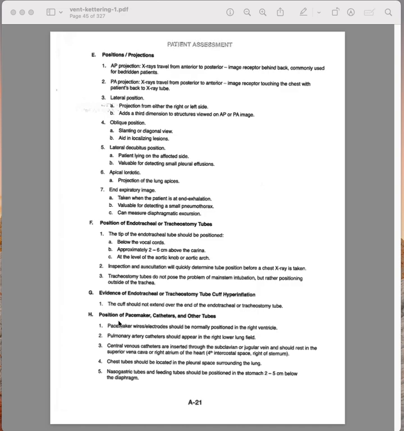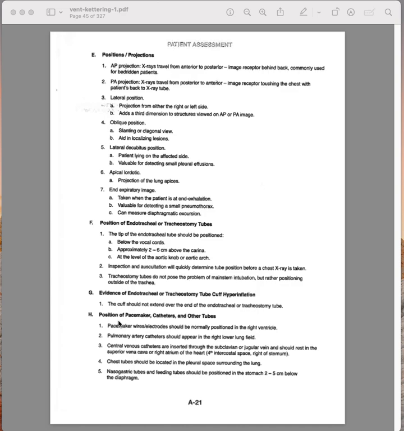E. Position/projection. AP projection: X-ray travels from anterior to posterior. Image receptor behind back, commonly used for bedridden patients. PA projection: X-ray travels from posterior to anterior. Image receptor touching the chest with the patient's back to the X-ray tube. Lateral position: projection from either the right or left side. Adds a third dimension to structures viewed on AP or PA images.